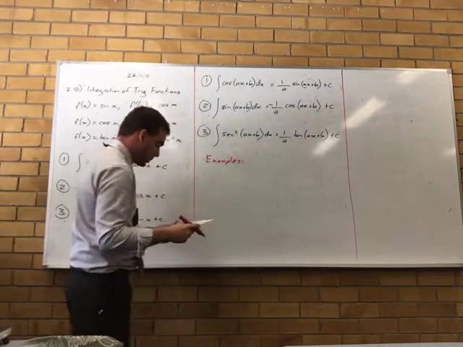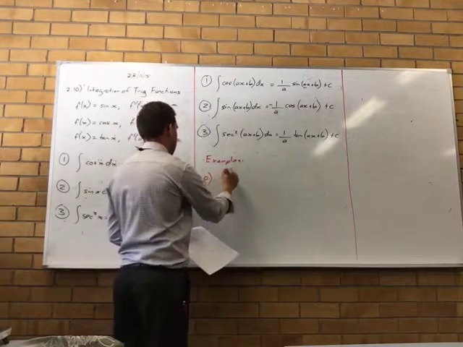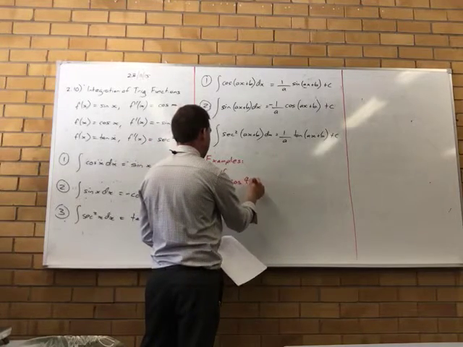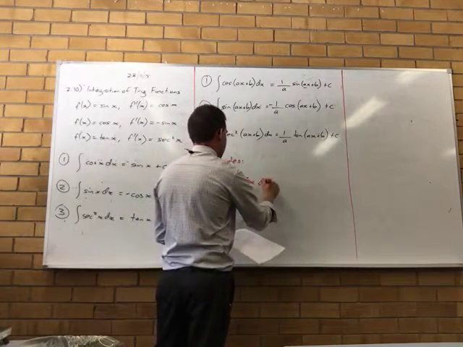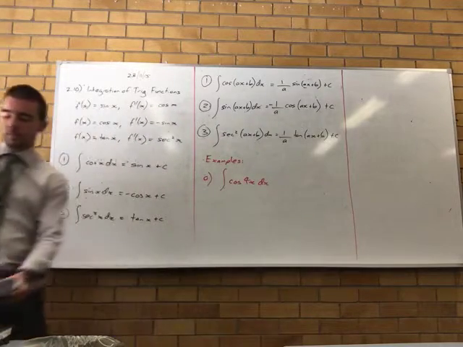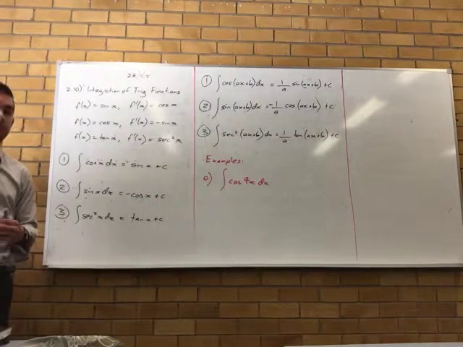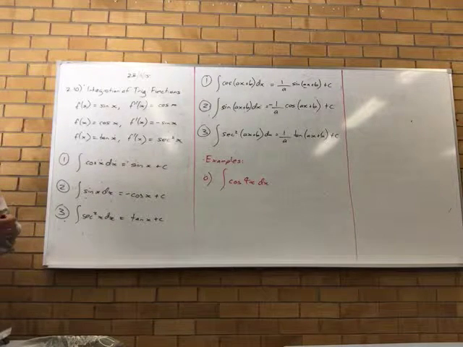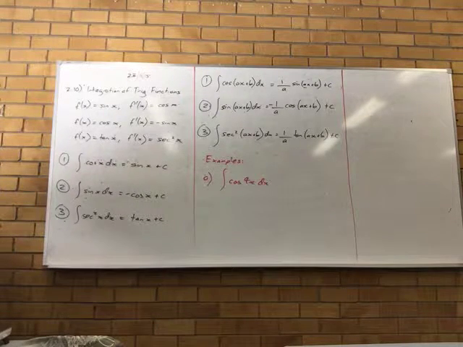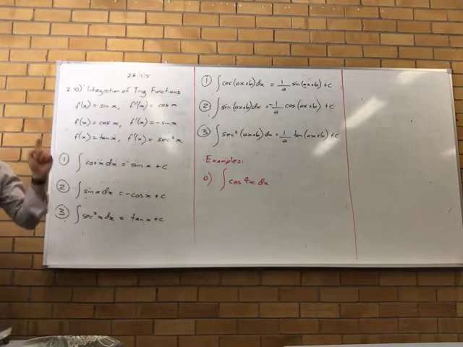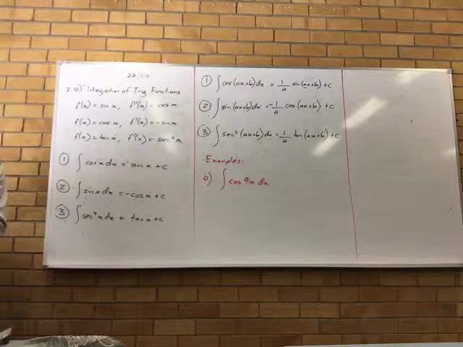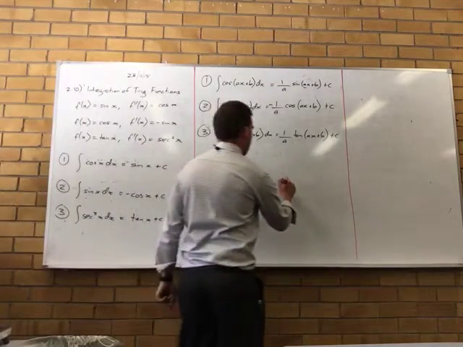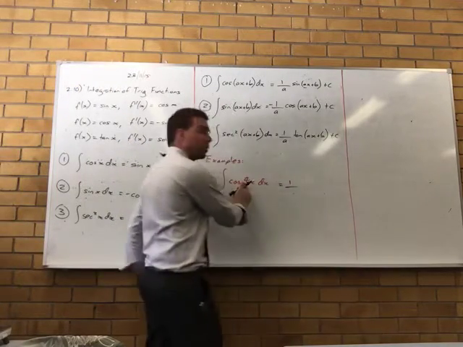Alright, example A, find the integral of cos 4x. Right, so you've got to be careful because the coefficient is not 1, so we're going to treat it using the general rule. Okay, so when I differentiate sine, I get cos. When I integrate cos, I'm going to get sine. So 1 over the derivative.